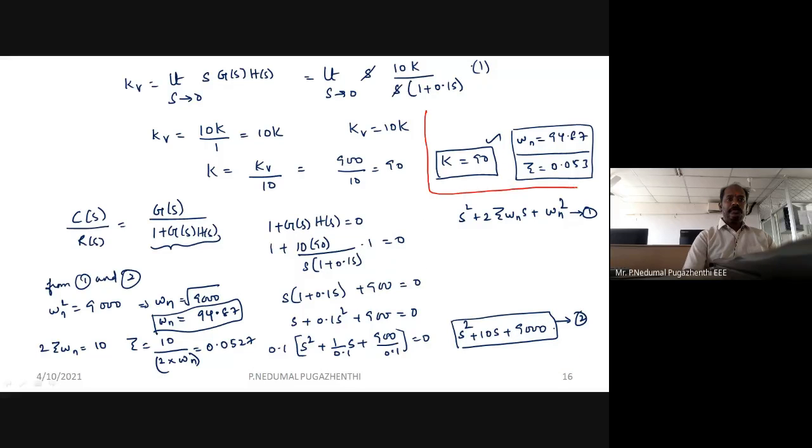We have dealt with four different problems in steady state error. Let me consolidate all the formulas related to that. What is Kp? Kp is limit s tends to 0, G of s H of s. Kv is limit s tends to 0, s into G of s H of s. Ka is limit s tends to 0, s squared into G of s H of s.